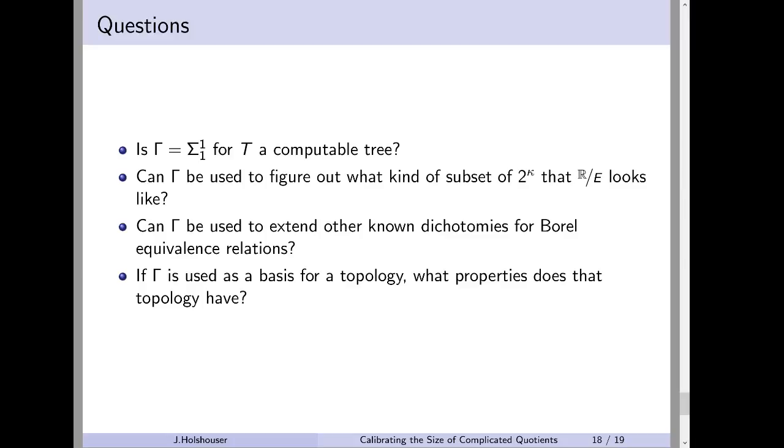Saying I'm inside of 2 to the kappa is a very broad statement, right? I would love to be able to say more about what kind of subset I am. And hopefully use gamma to do some other kind of diagnostic like we just saw with the proof sketches, to say I'm in this kind of subset of 2 to the kappa as opposed to something else. I know in general that's basically impossible, but maybe there are some things that could be said.